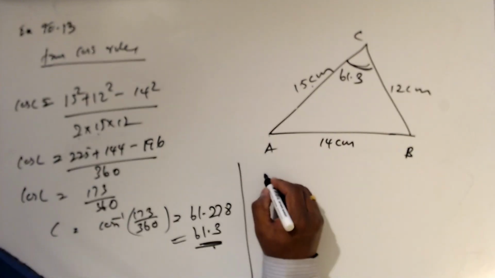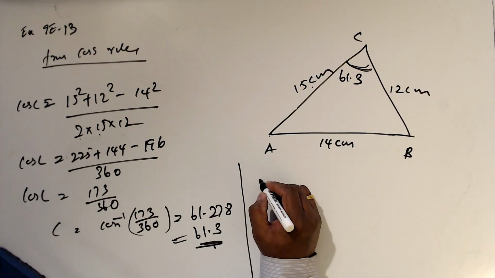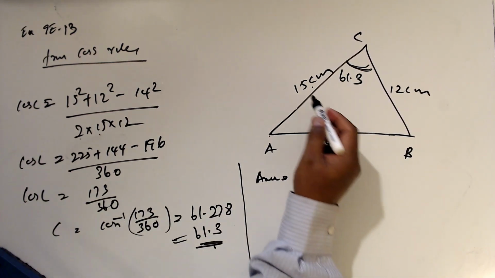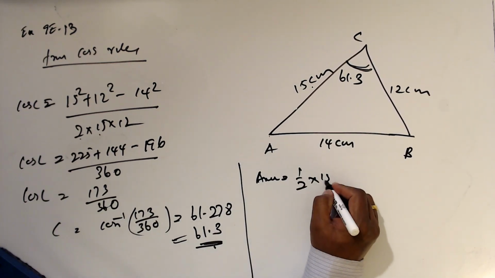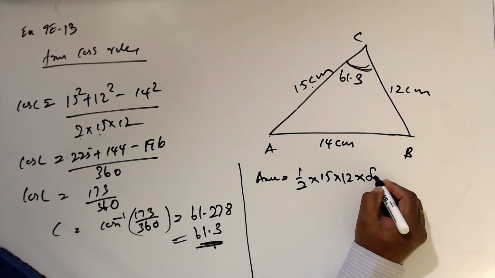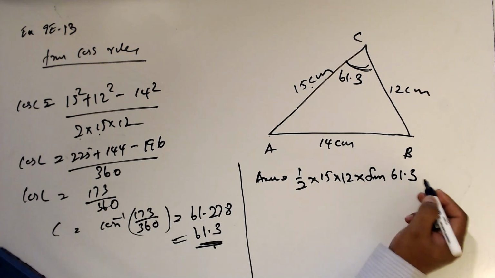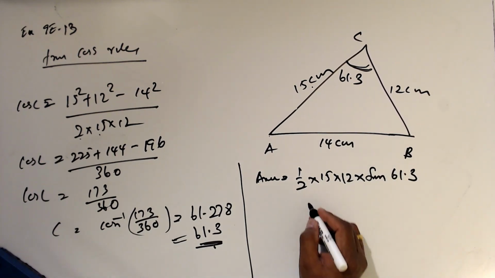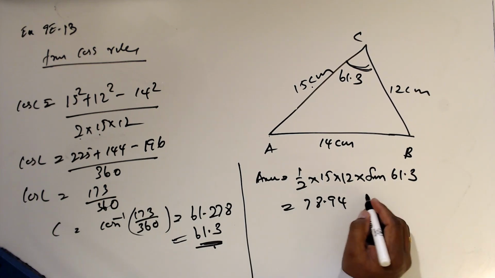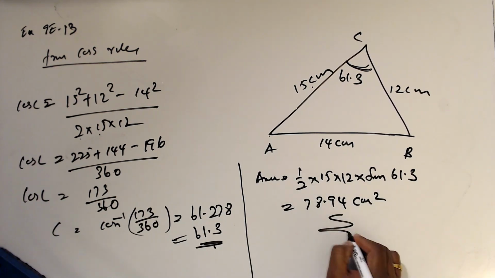It means area is half ab sine C. So half times 15 times 12 times sine 61.3, which is 78.94 cm squared.